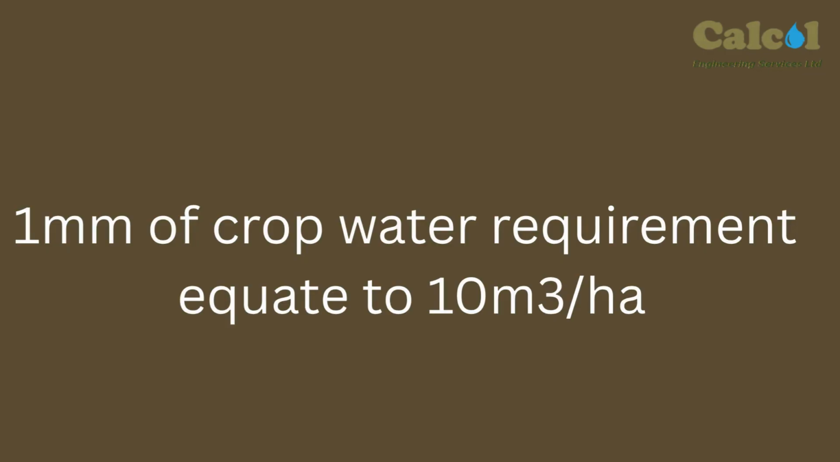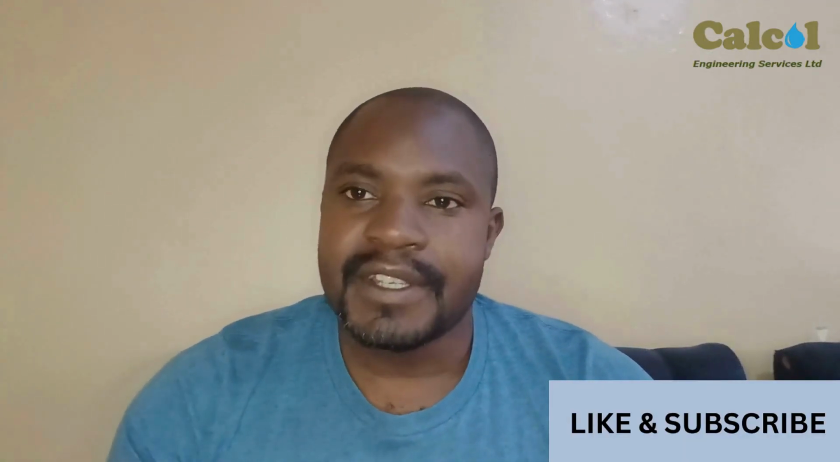So if you determine that your irrigation need is 5.5 millimeter, for example, per day, then you multiply by 10. So it will be 55 meter cube per hectare per day. So that is what you will use now to size your irrigation infrastructure in terms of piping, in terms of pump, and all that. So that now will come again as we go by. So that is it, guys.